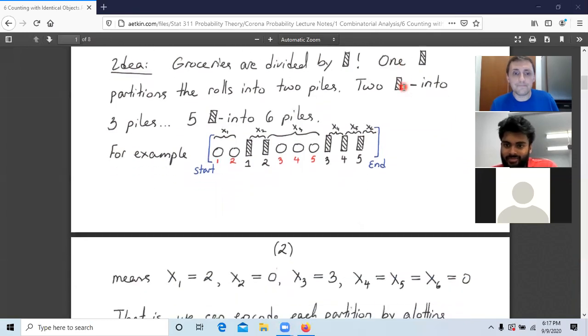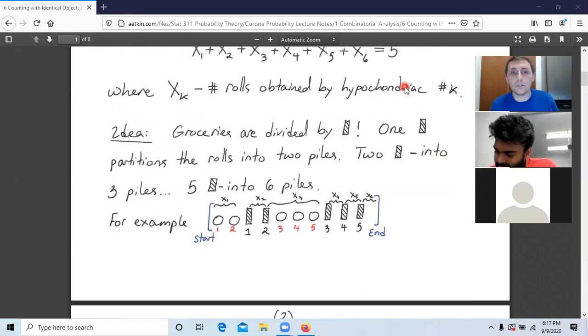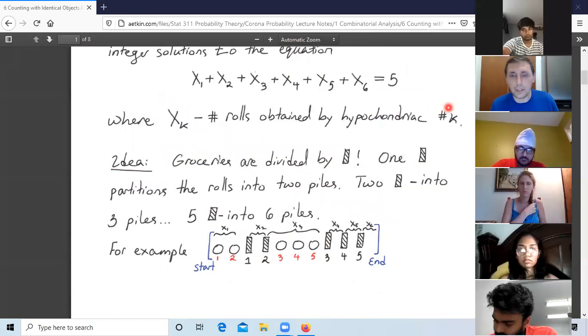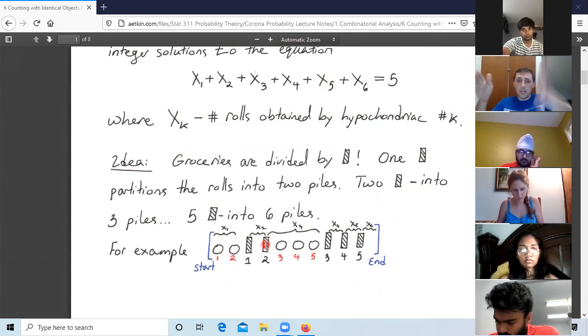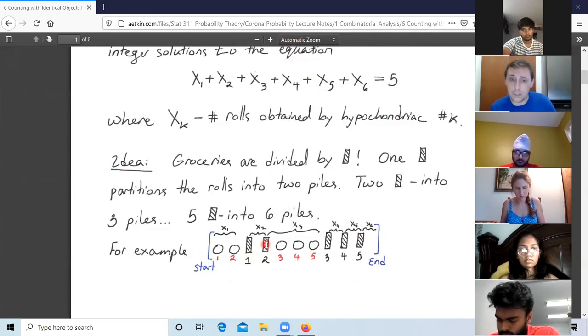Understand the following. The toilet paper rolls are represented by circles. I cannot distinguish one from the other. And the bars, definitely, I cannot distinguish one from the other. But what can I distinguish? I can distinguish the spaces. So I create this code, maybe a barcode in some sense. I have circles and bars, and that fully determines a particular partition.